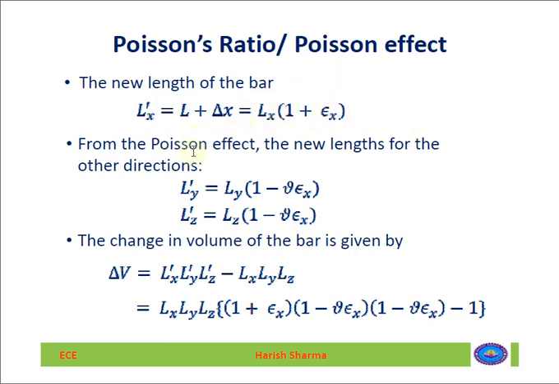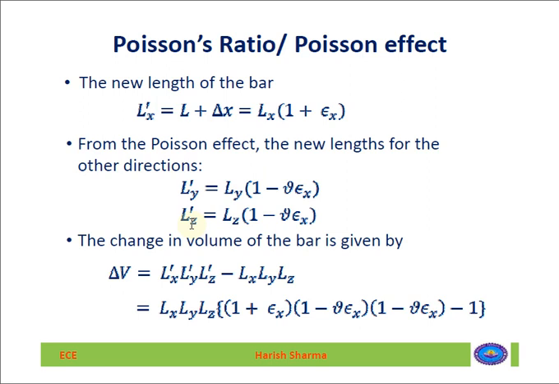From the Poisson effect, the new lengths for the other directions will be Ly dash equals Ly multiplied by 1 minus mu Ex, and Lz dash equals Lz multiplied by 1 minus mu Ex for the z direction. For the volume, what is the volume? The multiplication of all three dimensions. So V is Lx into Ly into Lz.